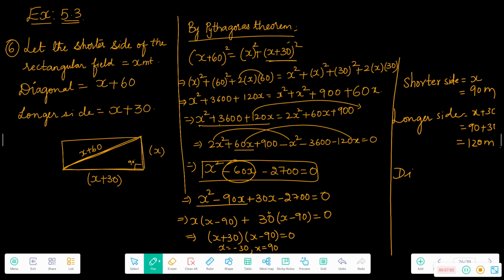And the diagonal is x plus 60, which is equal to, x value is 90, 90 plus 60 is 150 meters.